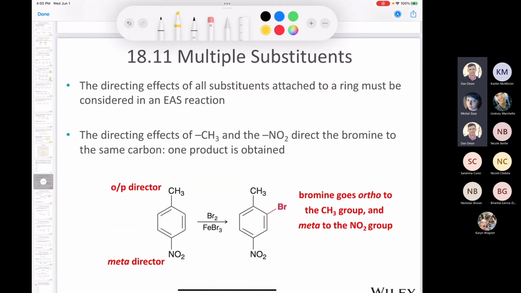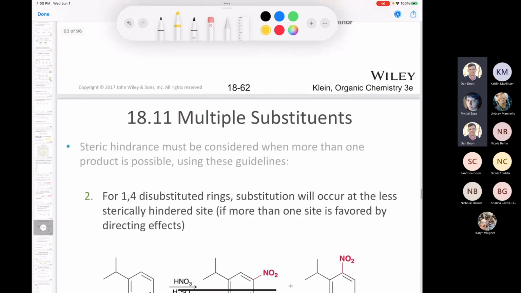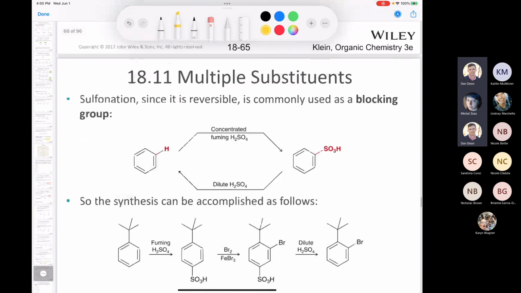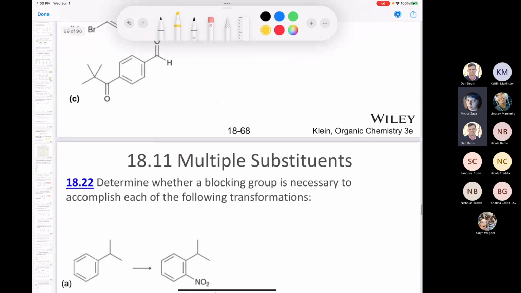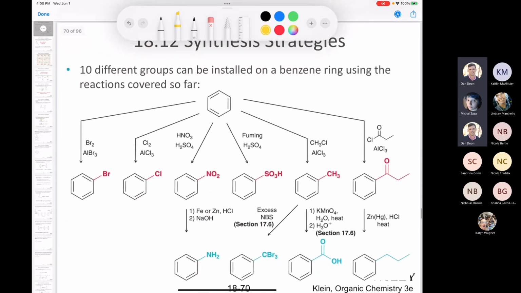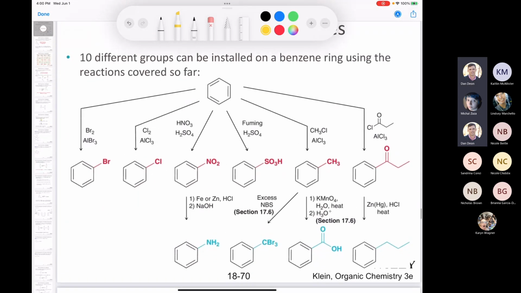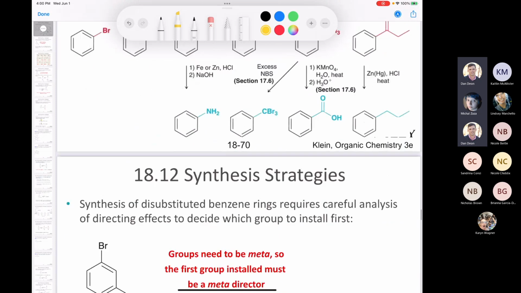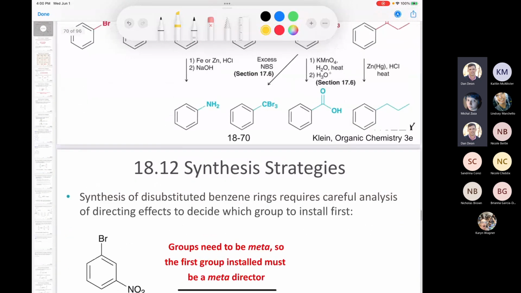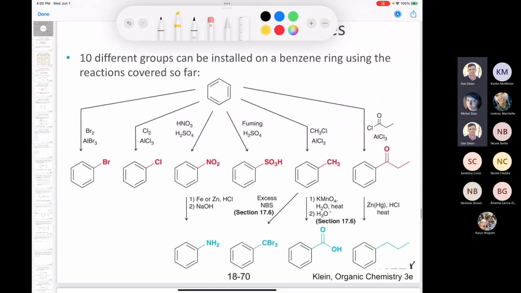And then we're going to look at what would happen if you had more than one substituent on an aromatic ring. And after all that, we get into section 18.12, synthesis. We're going to see all kinds of different syntheses that we can do. So there's a lot of synthesis in this chapter. But again, the first step to mastering synthesis of anything is having a firm grasp of all the reactions in the chapter.